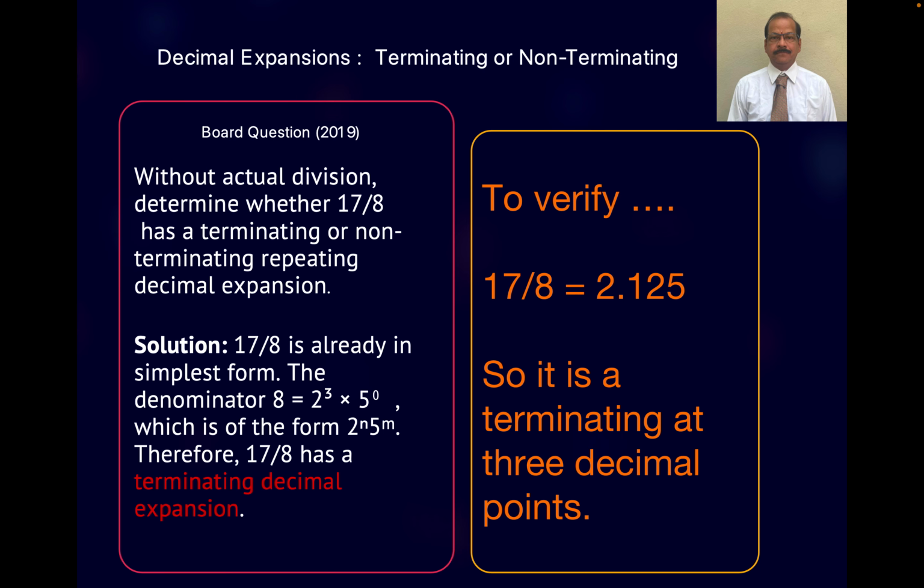But before factorizing I should arrive at the simplest form. Do 17 and 8 have anything in common other than 1? Nothing is common, so it is already in its simplest form, and therefore 8 can be straight away tried for factorization, which comes to 2 power 3 into 5 power 0, which is of the form 2 power n 5 power m. Therefore 17 by 8 is a terminating decimal expansion. Let us check the value of it. It is 2.125, so it is a terminating decimal with 3 decimal places.